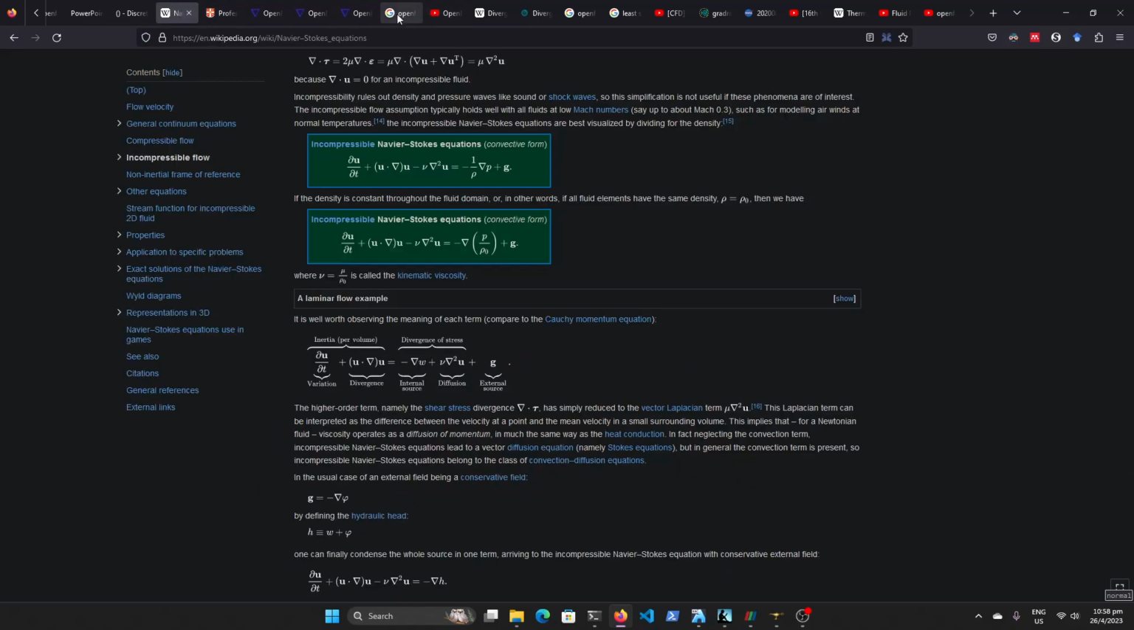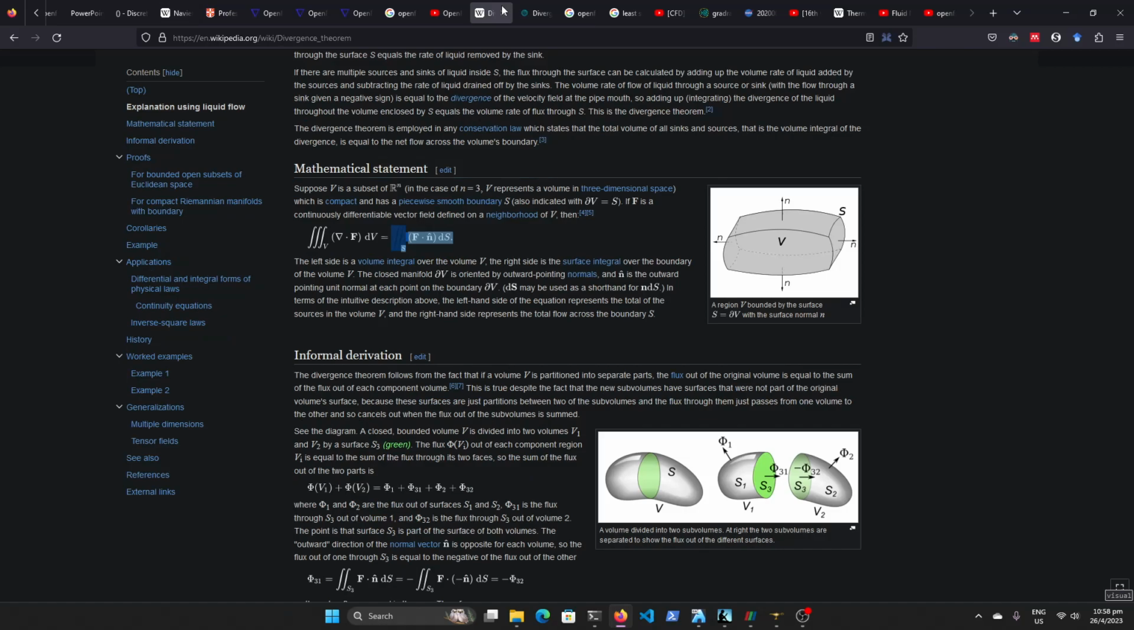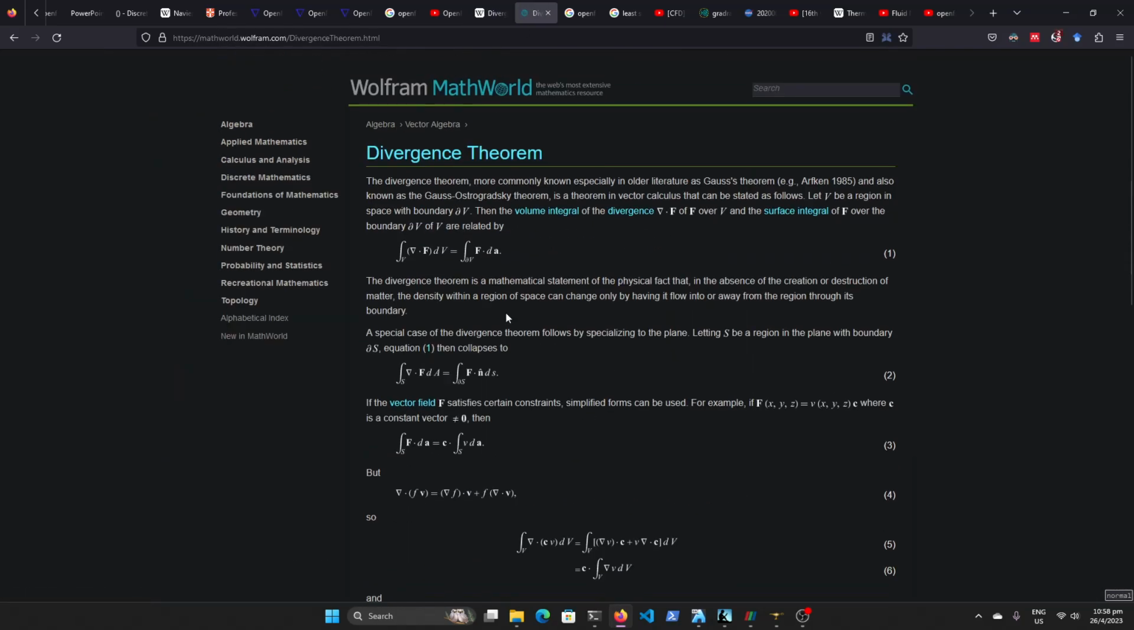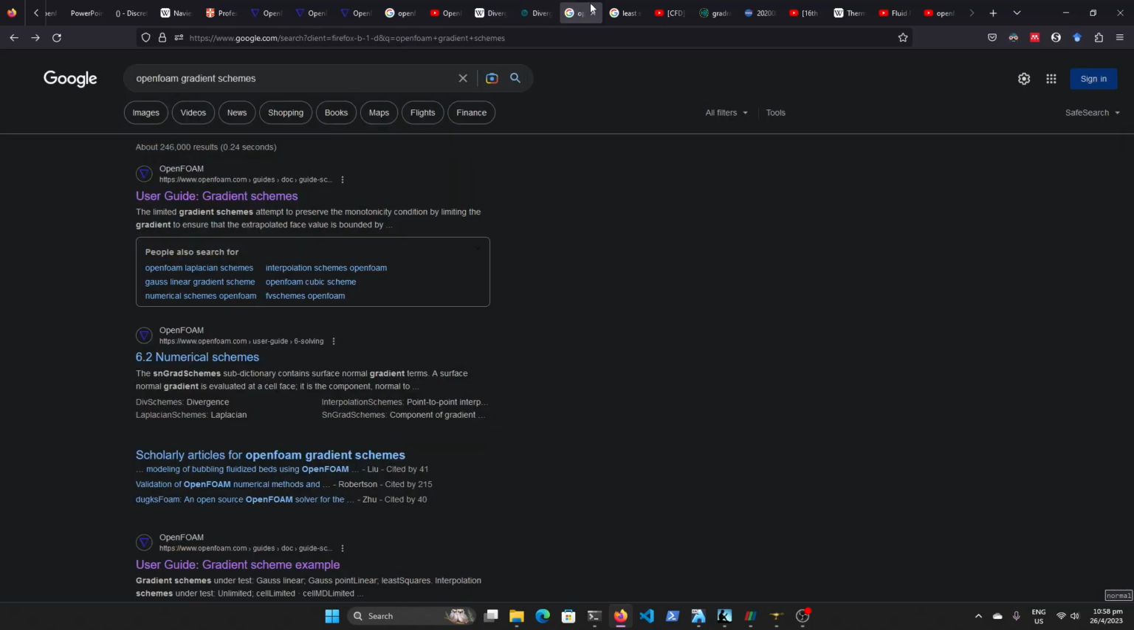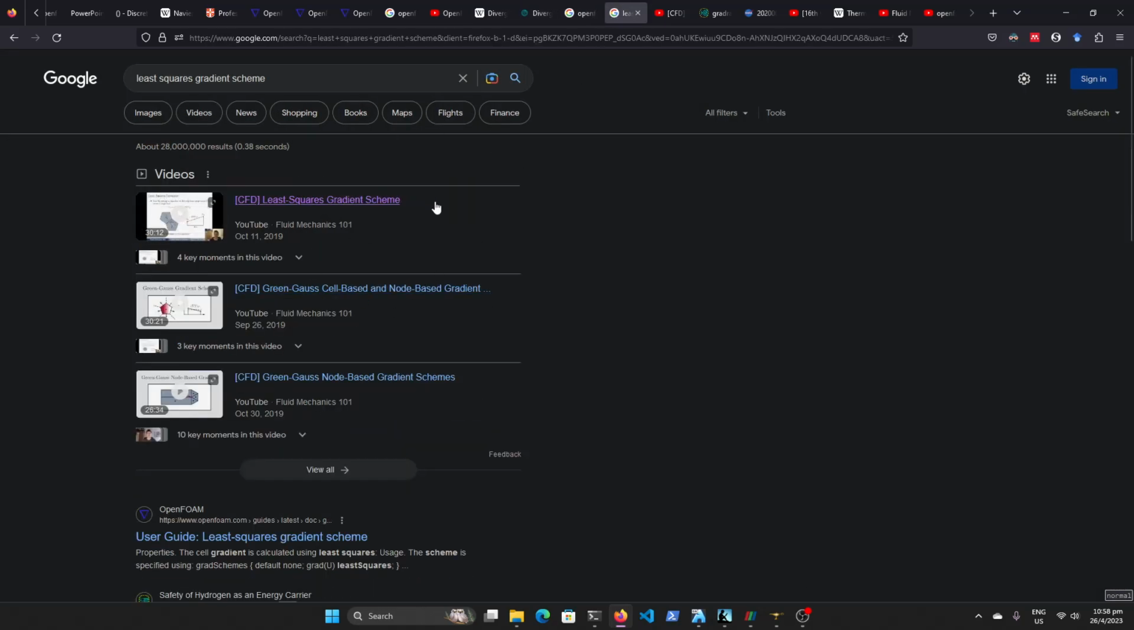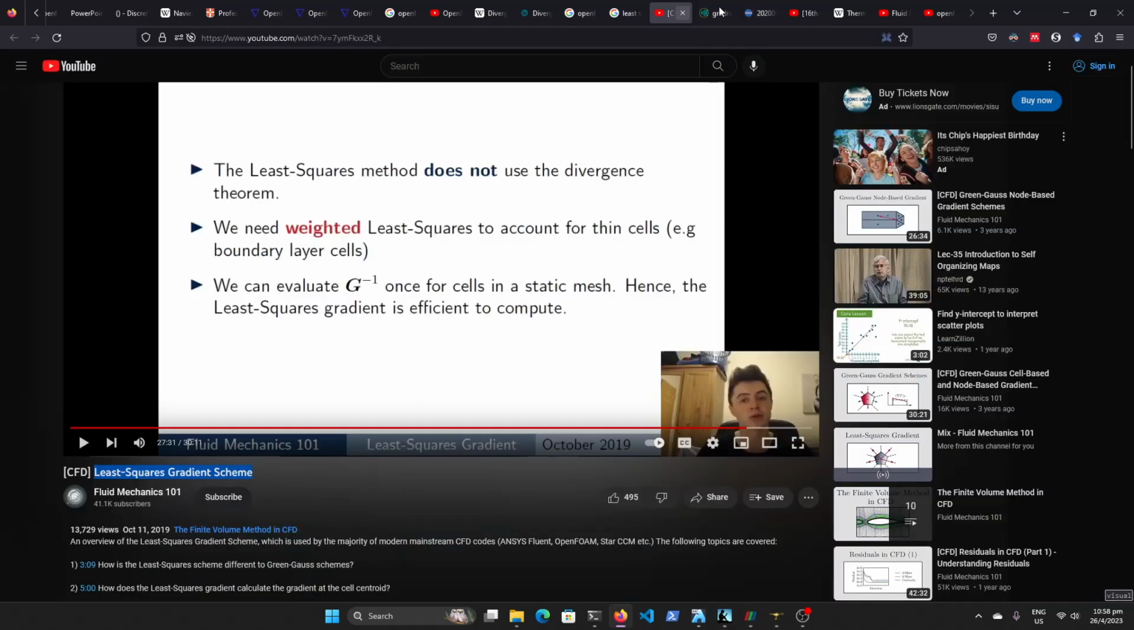Of course, we know the basics we need to do. We know what each of these schemes are. We know the foundation of a finite volume discretization. Most of them boil down to the divergence theorem, which is over here. You can look at the Wolfram one as well. It's a more mathematically digestible way of looking at the divergence theorem rather than this triple integral that looks so scary. You can talk about gradient schemes, least-squares schemes by Dr. Aiden right here.